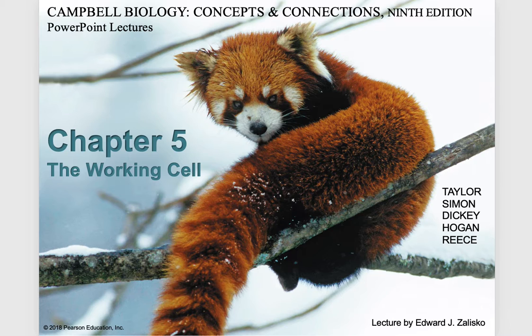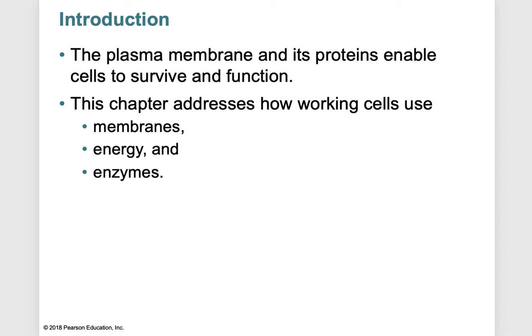So this chapter carries on our pathway of going through the cell, what they look like, what they are composed of, the different organelles, and how they function together. But for this chapter, we're going to talk more about the plasma membranes, the types of proteins that are embedded within it that help it with cell signaling, transport, stabilization. And then we'll also talk about how cells use membranes, their energy, and enzymes.